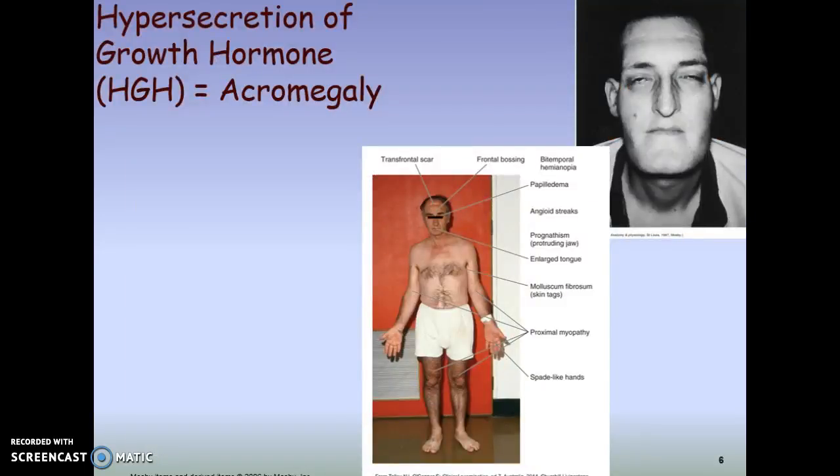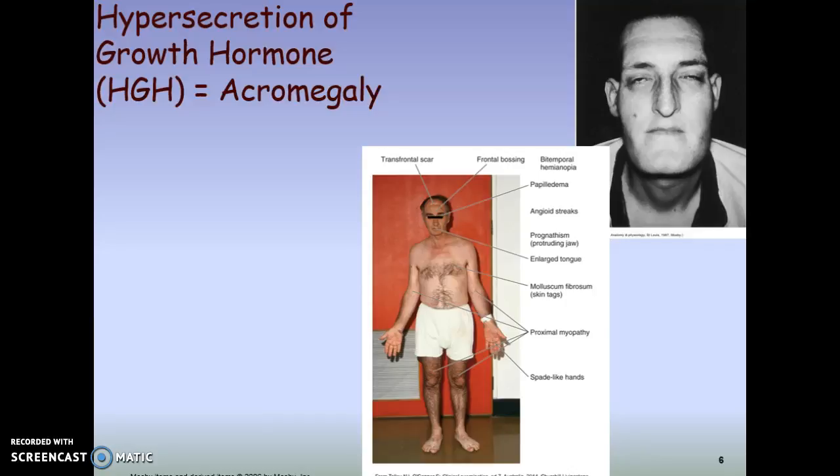Now, here is acromegaly. Acromegaly is too much growth hormone secretion, just like in the previous slide, but in this case, it's going to occur after the epiphyseal plates have closed. So later in life, is there an issue with the pituitary secreting too much growth hormone? So what might cause this hypersecretion occurring later in life?